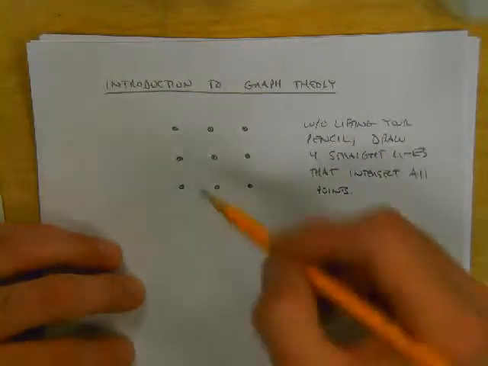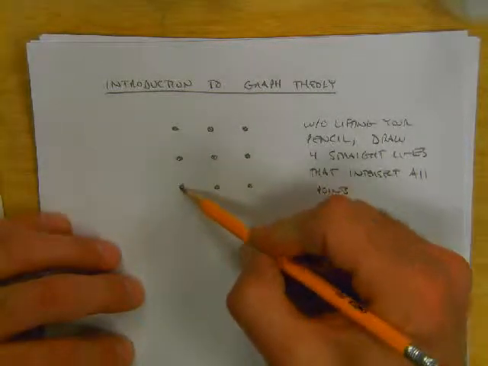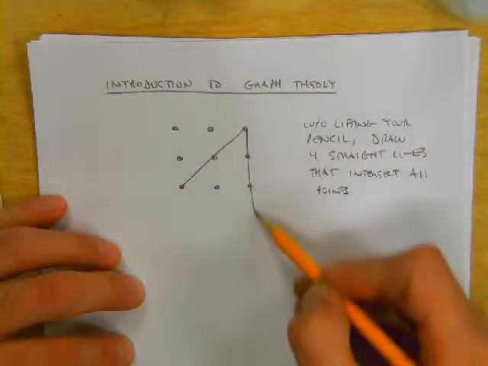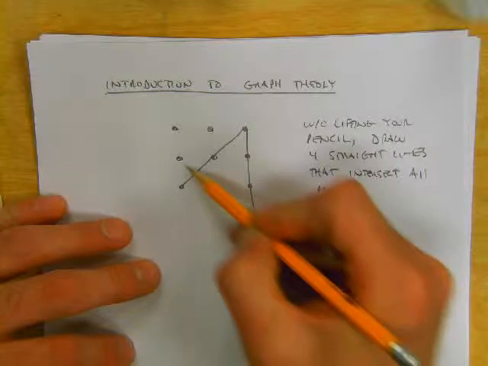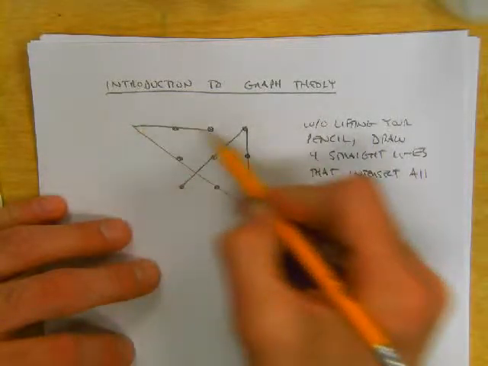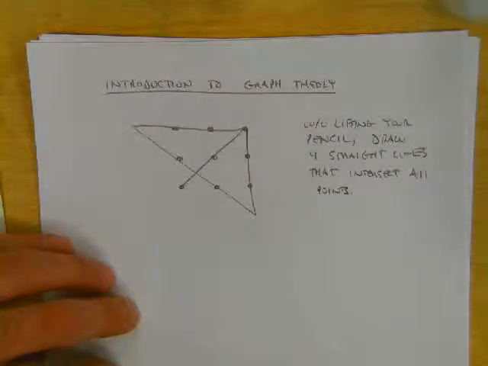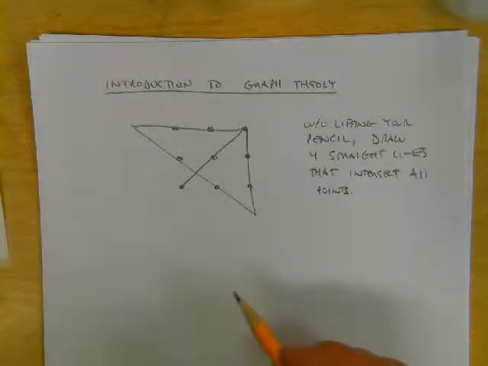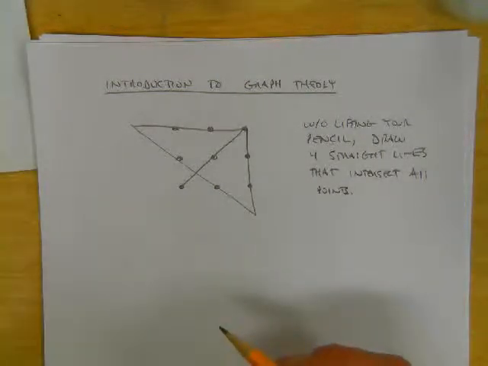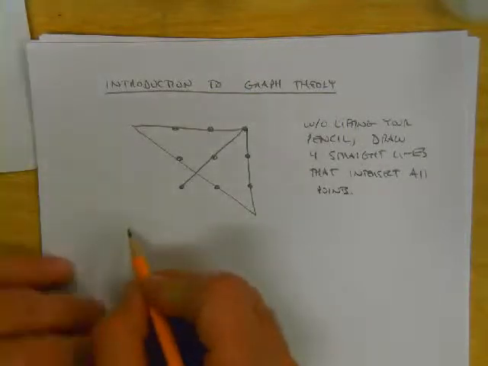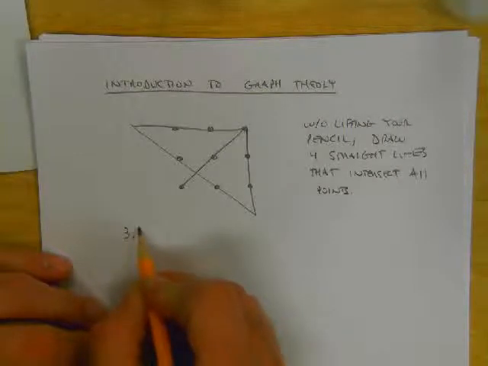Well, I said think outside the box, so this is what I would do. I would start here, go to the diagonal, go down, go this way, and back. There's 4 straight lines. We intersected all the points. We never lifted our pencil. Pretty cool, eh? Alright, you're going to find this topic in Chapter 3 of your textbook, and this first information comes from Section 3.1.